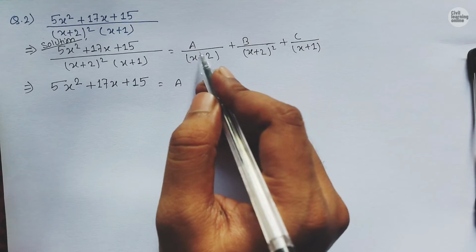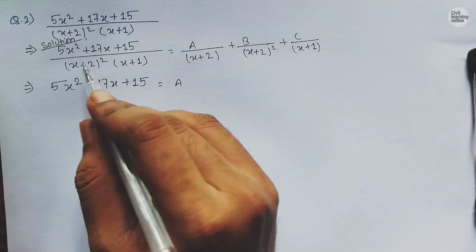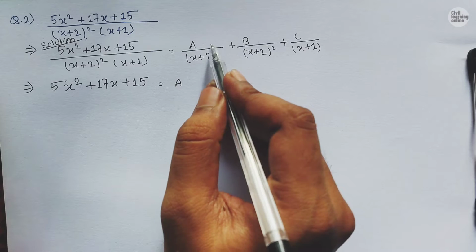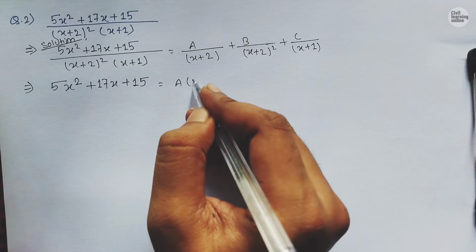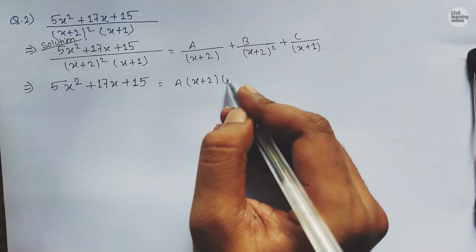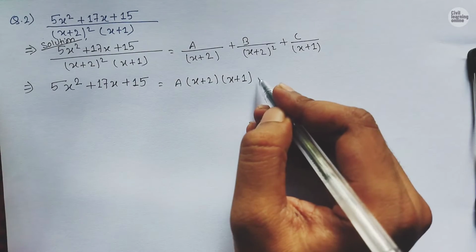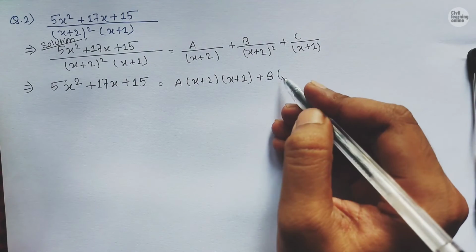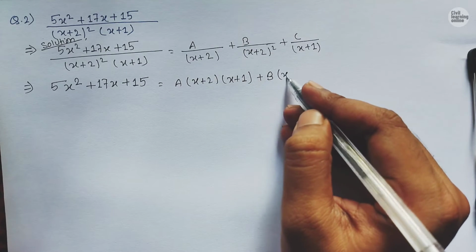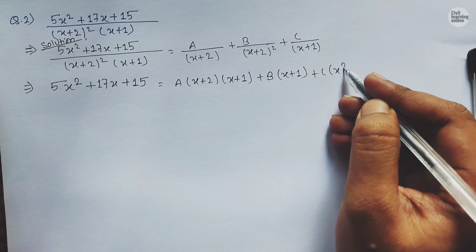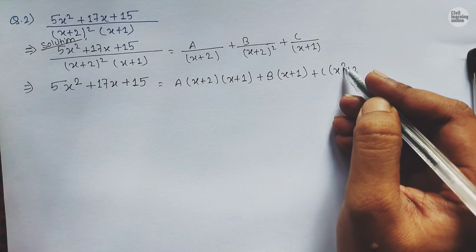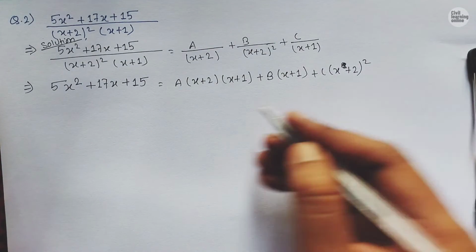Now when we multiply a, it gets multiplied with this portion here, then x plus 2 gets cancelled out, so we will have one more x plus 2 times x plus 1. Plus b will get multiplied with x plus 2 squared, which gets cancelled out, so we will have x plus 1. Plus c will get multiplied with x plus 2 and the whole squared.